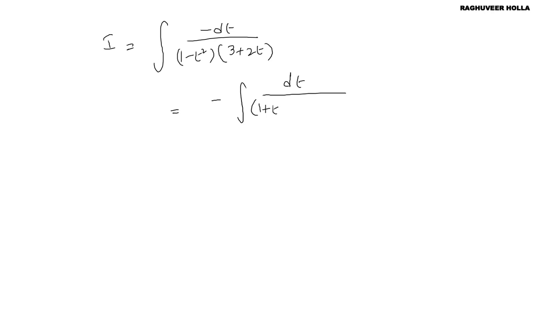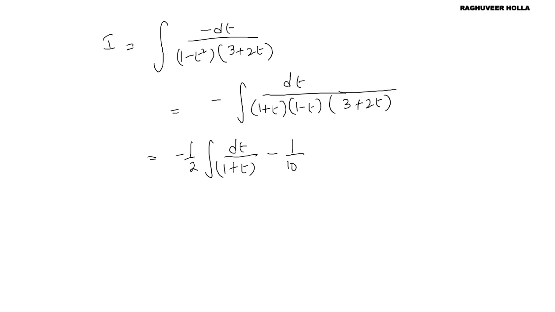Let us substitute these. So integral minus dt by 1 minus t square, and this is 3 plus 2t, right? And on further simplifying it, minus dt by 1 plus t and 1 minus t, and this is 3 plus 2t, right? Now let us separate these terms. Now this is 1 by 2 integral dt by 1 plus t, minus 1 by 10 integral dt by 1 minus t, and plus 4 by 5 integral dt by 3 plus 2t.